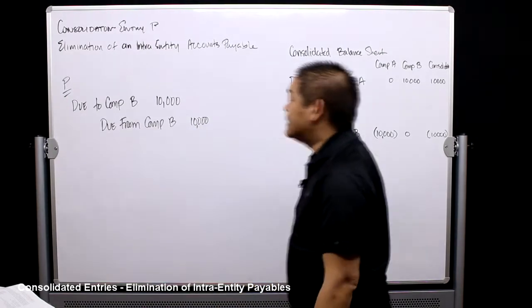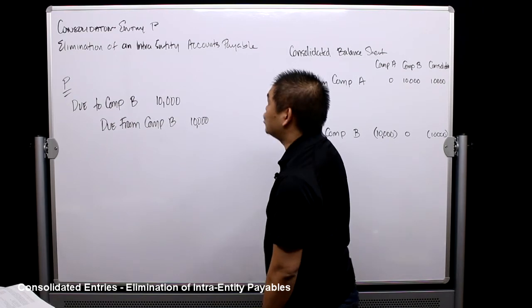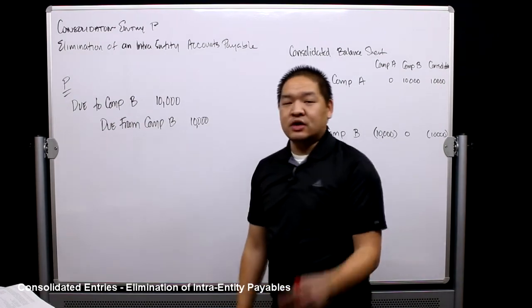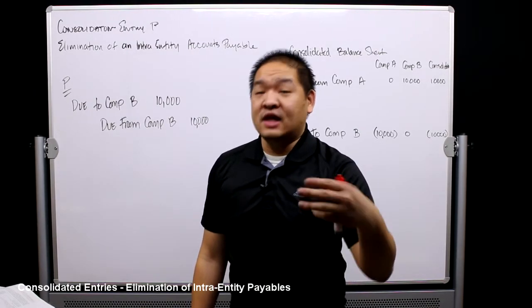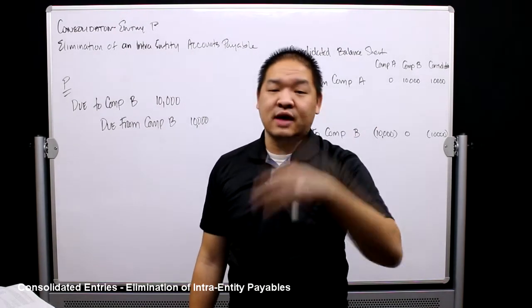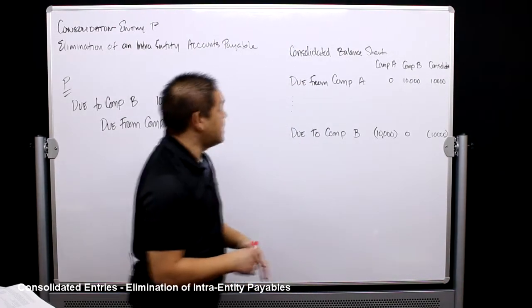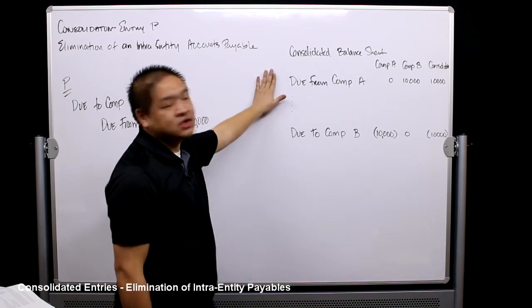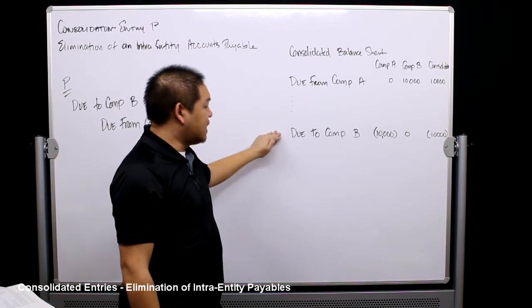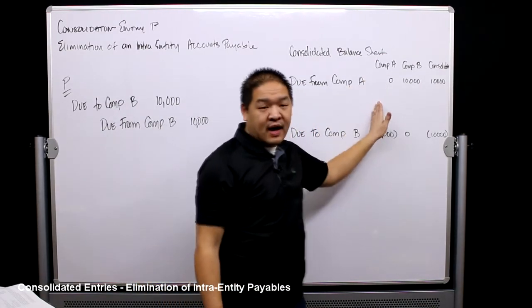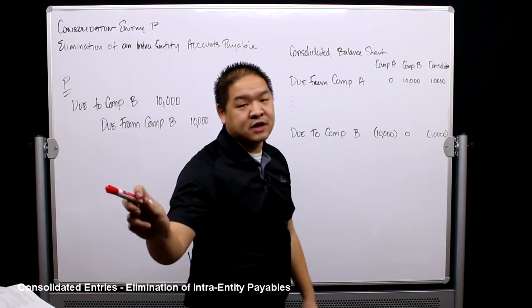And so what we have is consolidation entry P, and this is the elimination of an intra-entity accounts payable. Now you can use this for an accounts receivable. We're calling it payable, but either way we're eliminating intra-entity payables, liabilities, or assets, one of those two. And so let's talk a little bit about what the consolidated balance sheet looks like. Now, this is just a focus on two balances, due from company A, due to company B. This is company A's trial balance, this is company B's trial balance, and this is the consolidated amount before this entry that we're going to talk about.